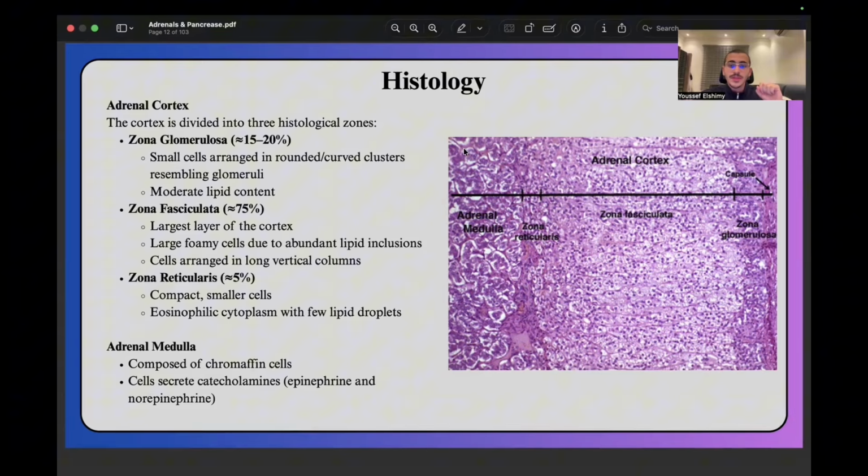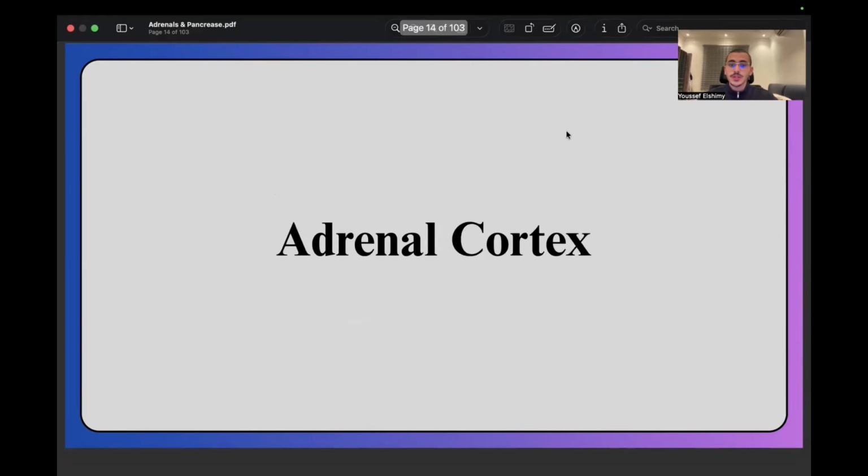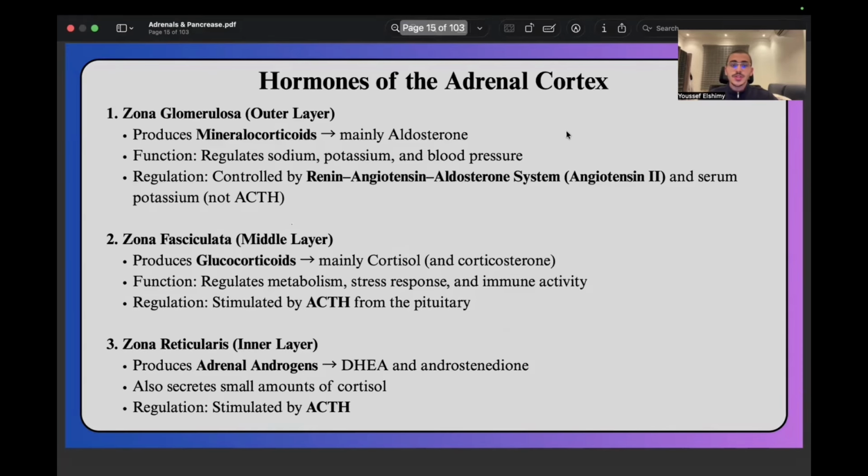Then we have the adrenal medulla, which is composed of chromaffin cells, and these chromaffin cells are important in secreting catecholamines, which include epinephrine and norepinephrine. Okay, now let's move on to the physiology, starting with the adrenal cortex. Just to recap, the adrenal cortex is divided into 3 layers: glomerulosa, fasciculata, reticularis. Glomerulosa basically produces, think of salt, so mineralocorticoids, mainly aldosterone. And the main function of aldosterone is to regulate sodium, potassium, as well as blood pressure.